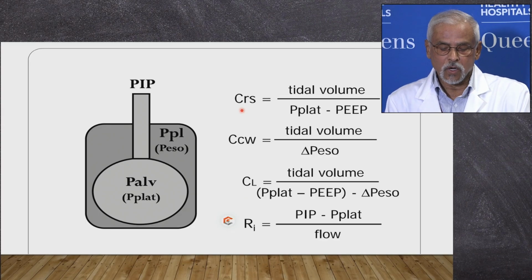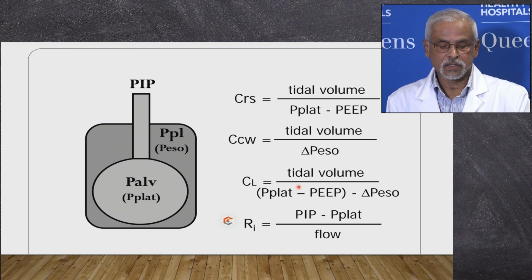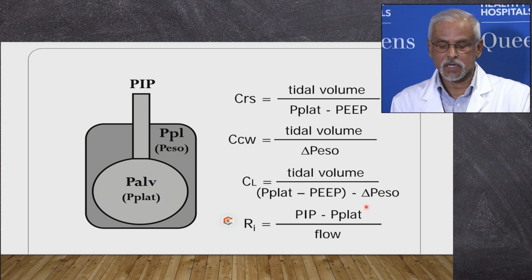Then it is the total volume divided by change of esophageal pressure. And if you want to separate out the lung and then measure the compliance, then it's going to be total volume divided by blood pressure minus change of esophageal pressure.